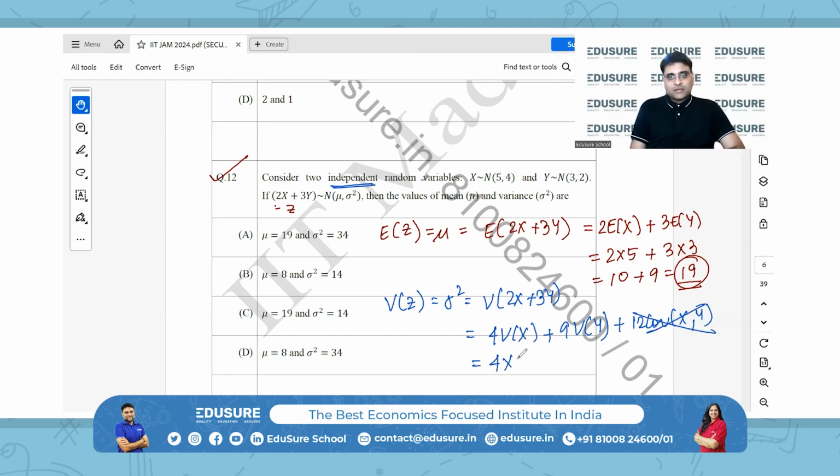4 into variance x is 4. 9 into variance y, which is 2. So 16 plus 18, which is equal to 34. That is what my answer is. A.